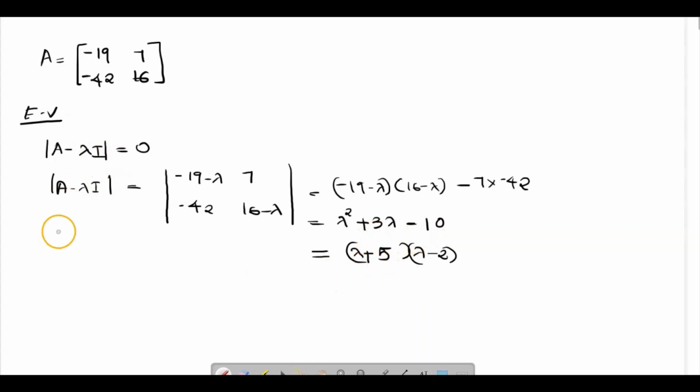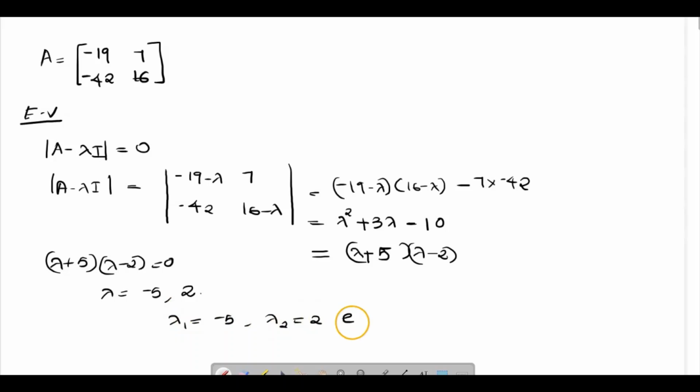Substituting the determinant equal to 0 means lambda plus 5 into lambda minus 2 equal to 0, that is, the roots are lambda equal to minus 5 and 2. So these are eigenvalues. Lambda 1 is equal to minus 5 and lambda 2 is equal to 2 are eigenvalues of this matrix A. So we found eigenvalues lambda 1 and lambda 2. Now we want to find eigenvectors corresponding to these eigenvalues.